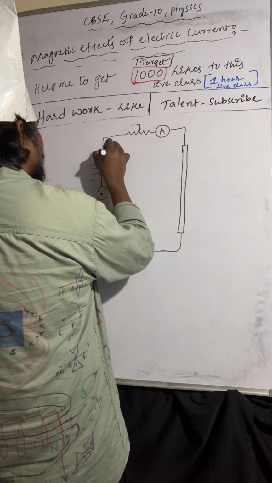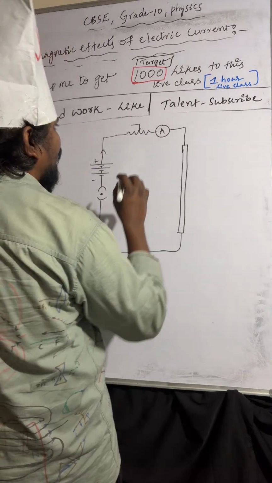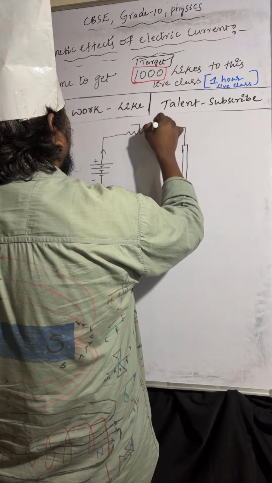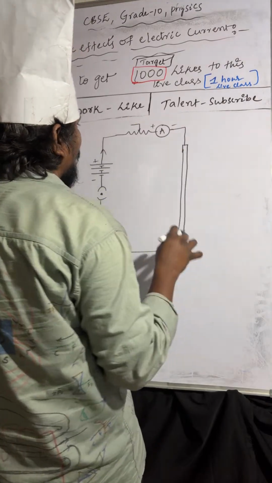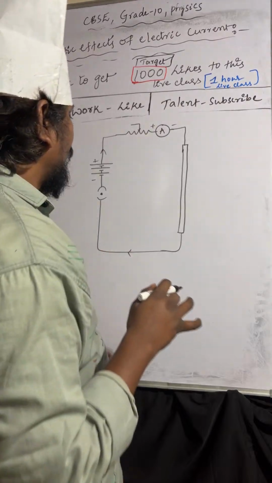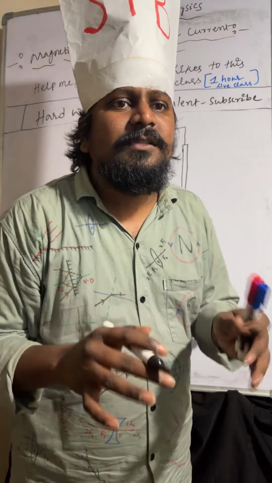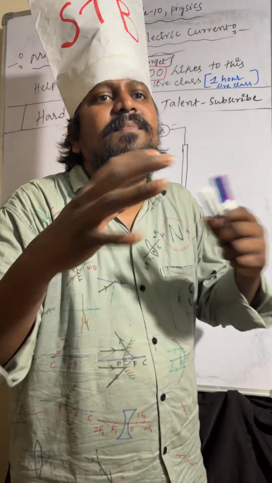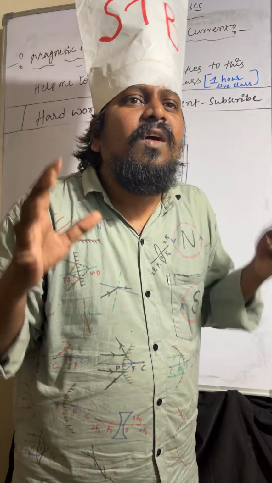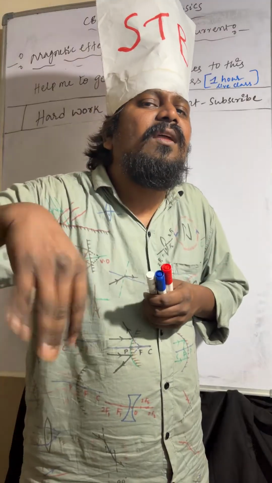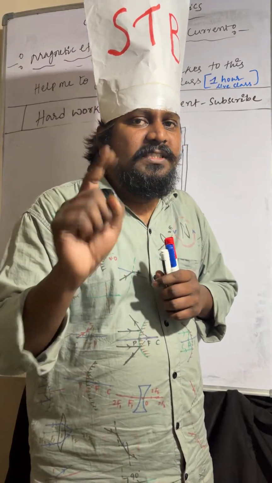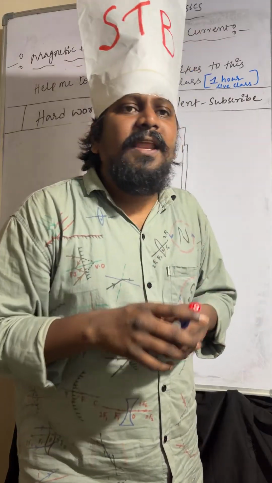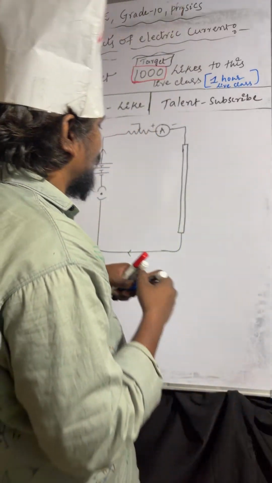So current is passing here. You can observe, this is a magnetic effect when current is passing. Sir, you said when current is passing through the conductor, it behaves as a magnet. How can you identify the magnetic field around it? By using a compass.